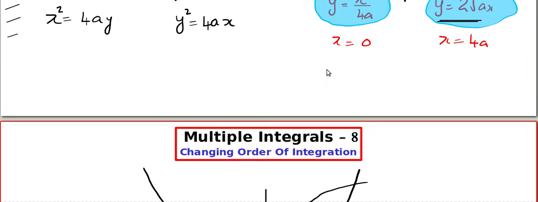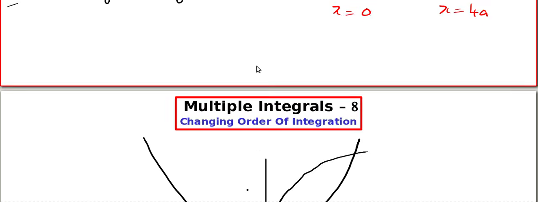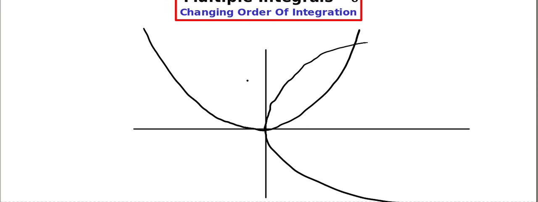Now, the next important thing, the direction of the strip. Look at this. In the given question, y has variable limits. That means the strip will be parallel to the y-axis. And it can be anywhere, but now I am going to draw.